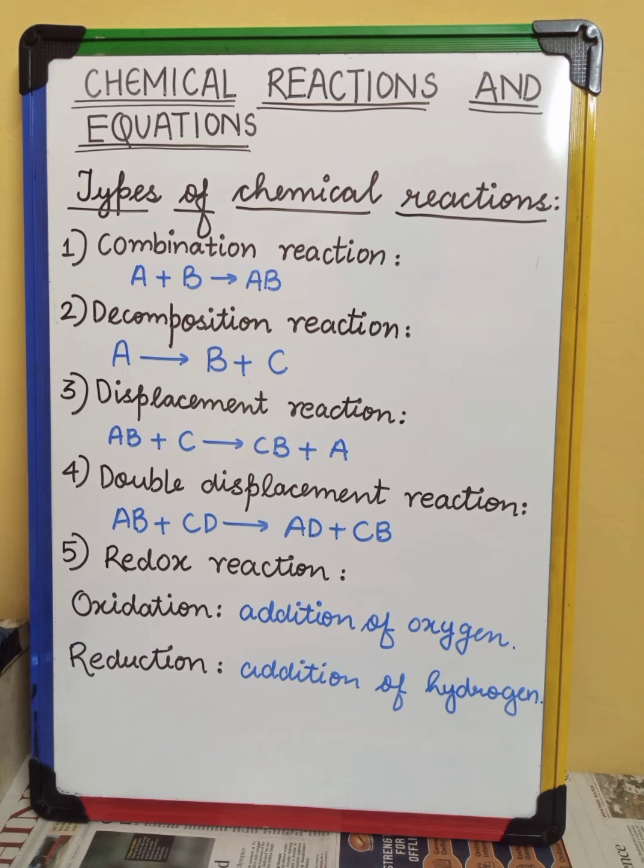A combination reaction is a reaction in which a single product is formed from two or more reactants. Just opposite to it, decomposition reaction is a reaction in which a single reactant breaks down into two or more simpler products. Decomposition reaction is of different types.